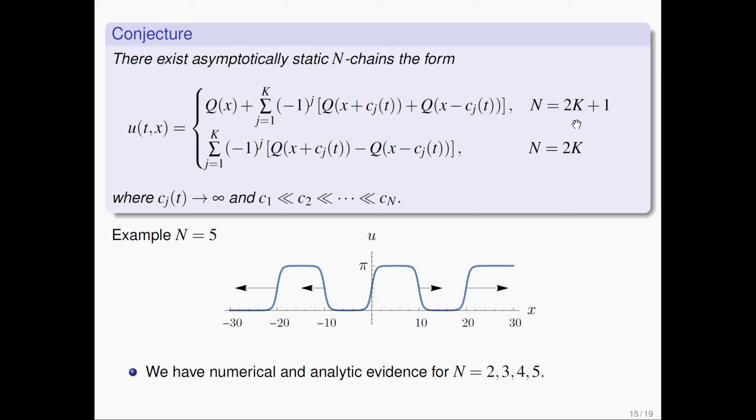The shape of these chains depends on whether there is an odd or even number of solitons. So for degree one, we have an odd number of kinks and anti-kinks, 2K plus 1. For degree zero, we have an even number. So this is this chain.